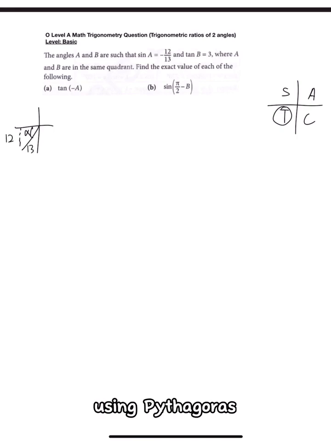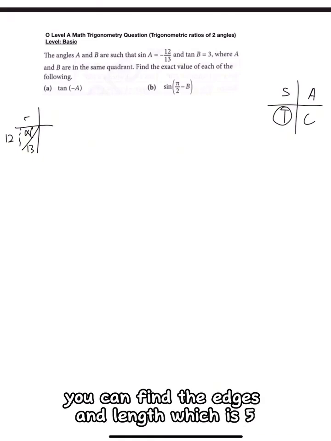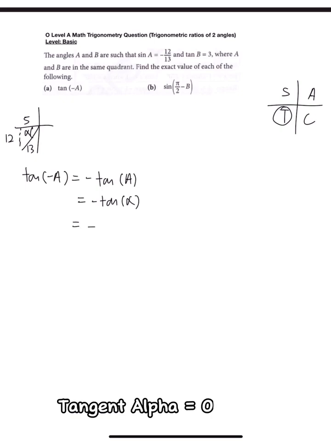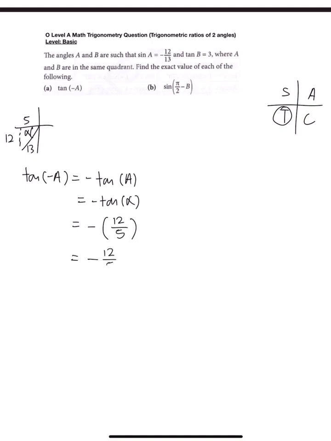Using Pythagoras theorem, we can find the adjacent length, which is 5. Tangent negative A, using the trigonometric identity, we can simplify it to negative tangent A. And negative tangent A is equal to negative tangent alpha. And we know that tangent alpha is equal to opposite over adjacent. So our answer is negative 12 over 5.